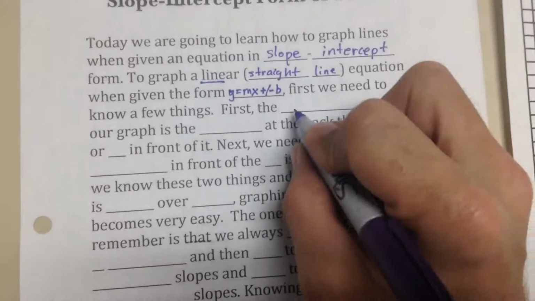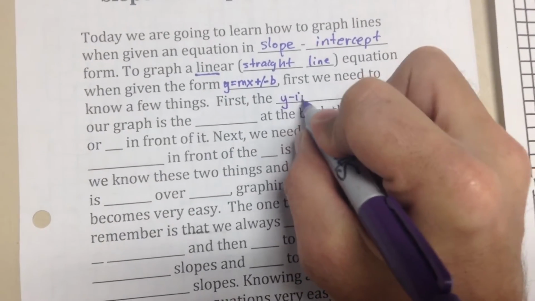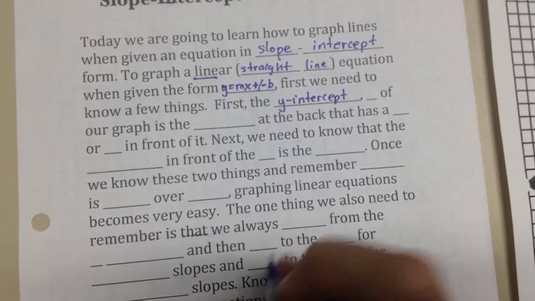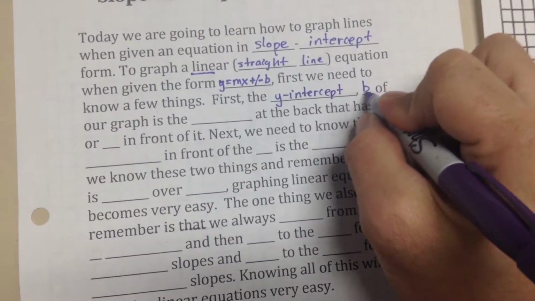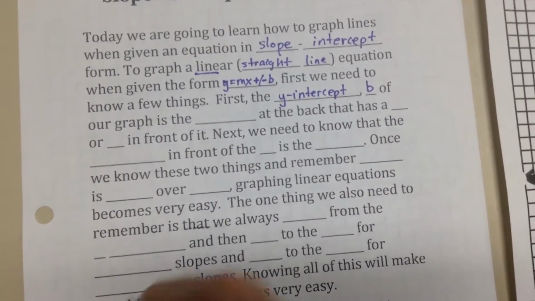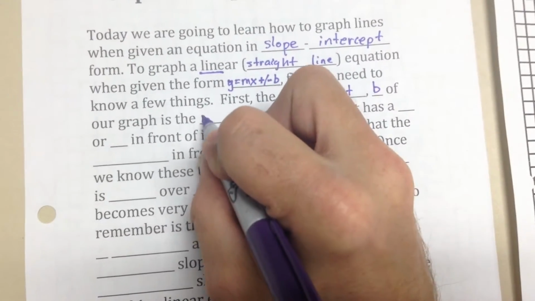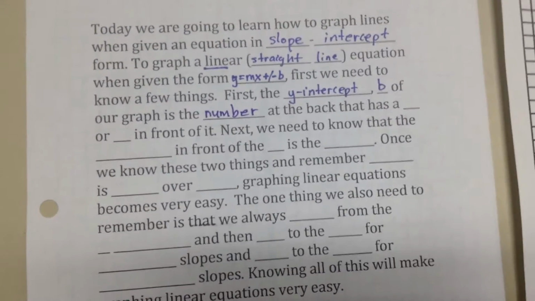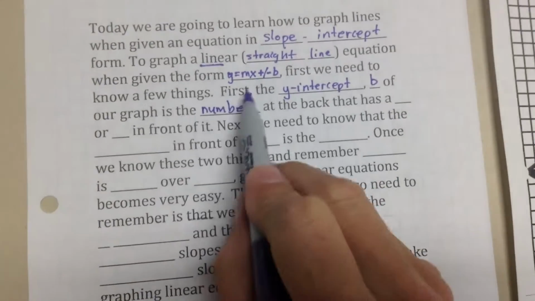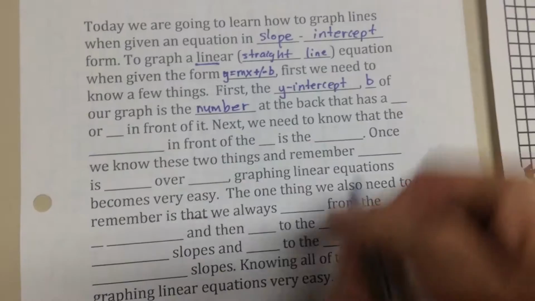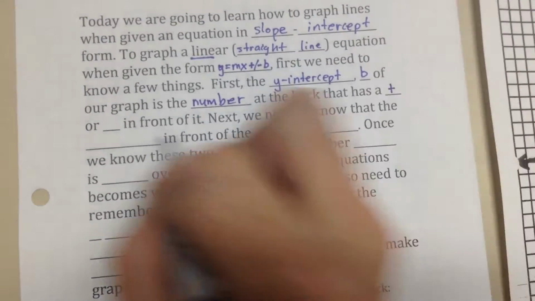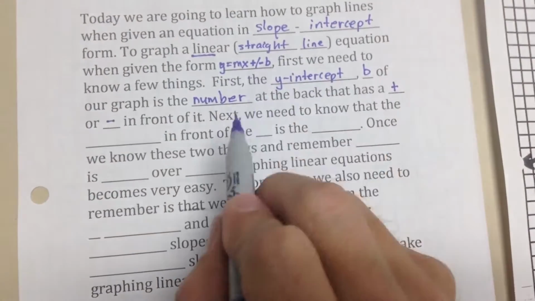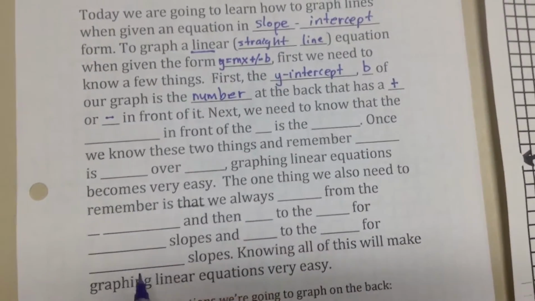Okay, first the y-intercept, and again we're thinking this is your y-axis, and the letter b is what they use for this. The y-intercept of our graph is the number at the back. Sometimes it'll be in the front, but when we write it like this, it's going to be at the back, that has a plus sign or a minus sign in front of it. That's what plus or minus means right there. It can be a plus or a minus.